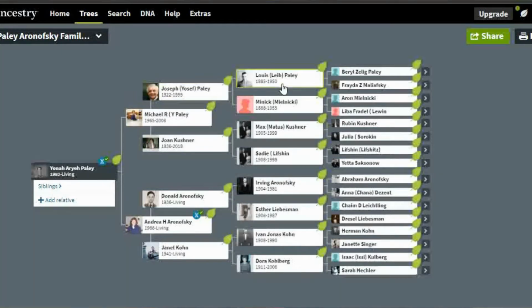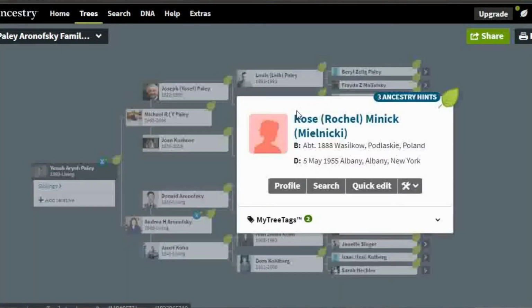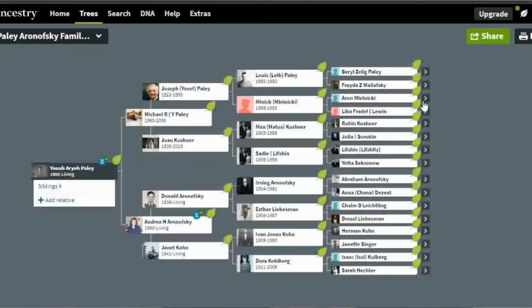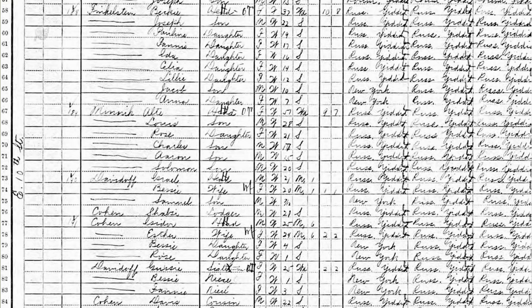Since I know that Rachel, who married my great-grandfather Louis Paley, came to the US sometime in the early 1900s, what I first did, as you usually should do with Jewish immigrants to the United States, is I traced her backwards on US censuses. I was able to find out that she had been living with her family in New York, and on some of the earlier censuses, she is living with her mother, Anna.